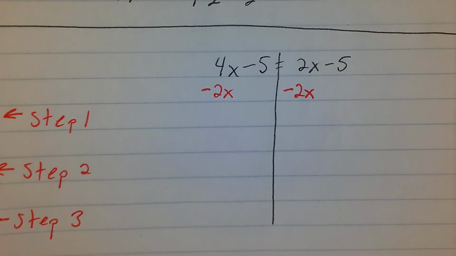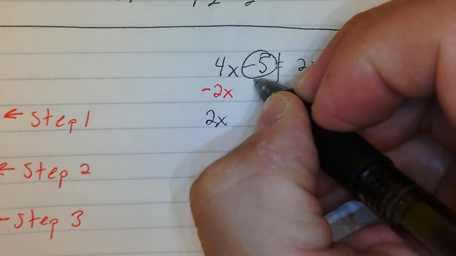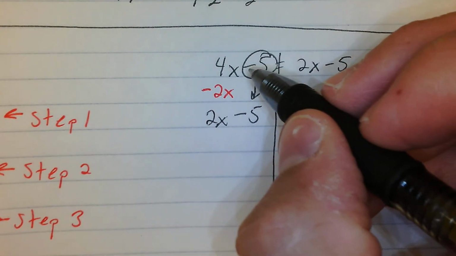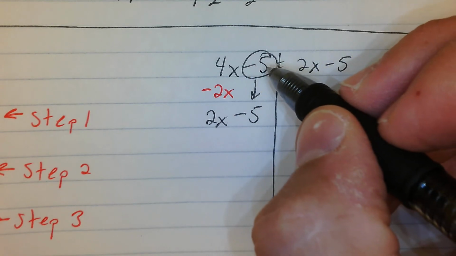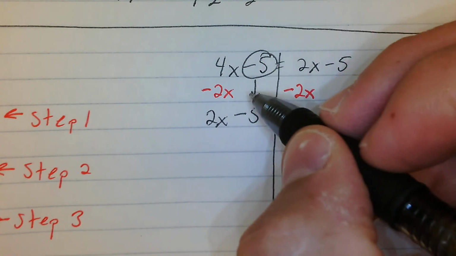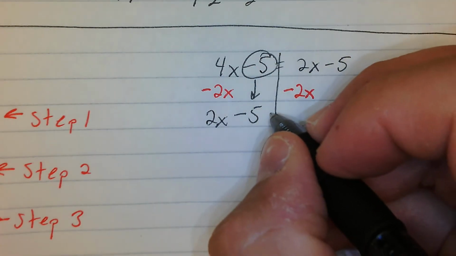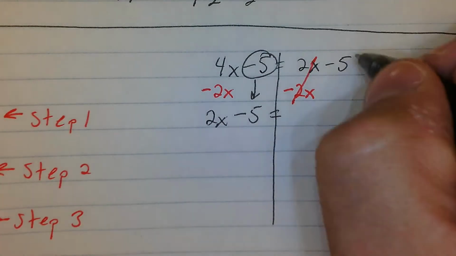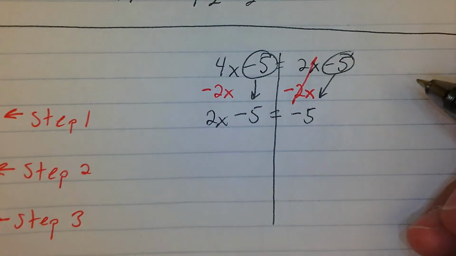4x minus 2x is 2x. I'm going to bring the minus 5 down, or the negative 5 down. Remember, this sign in front goes with the 5. It is attached to the 5, so we need to bring the entire negative 5 down with it. Not just 5, the negative 5. 2x minus 2x cancels. And then nothing's going on with the negative 5 over here, so I'm going to bring that down as well.